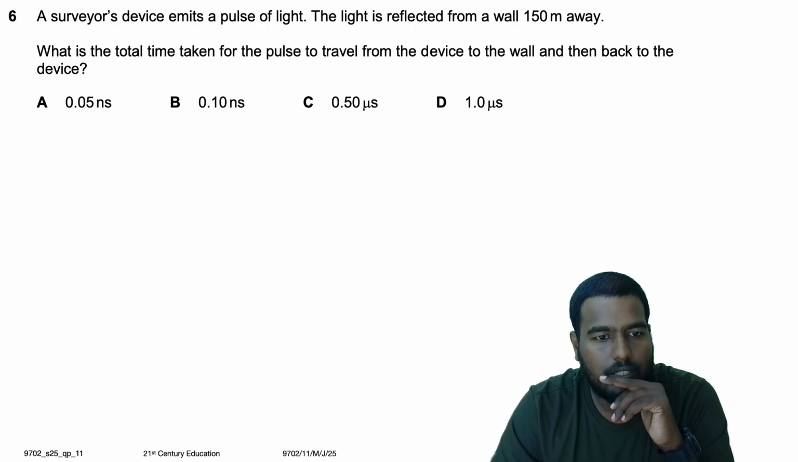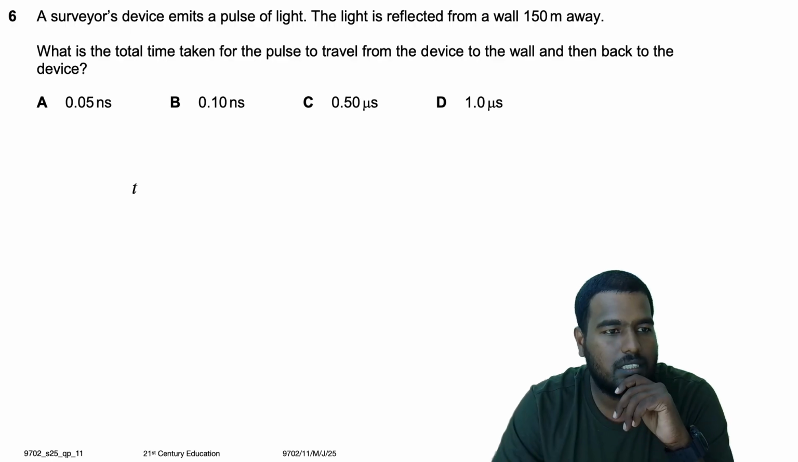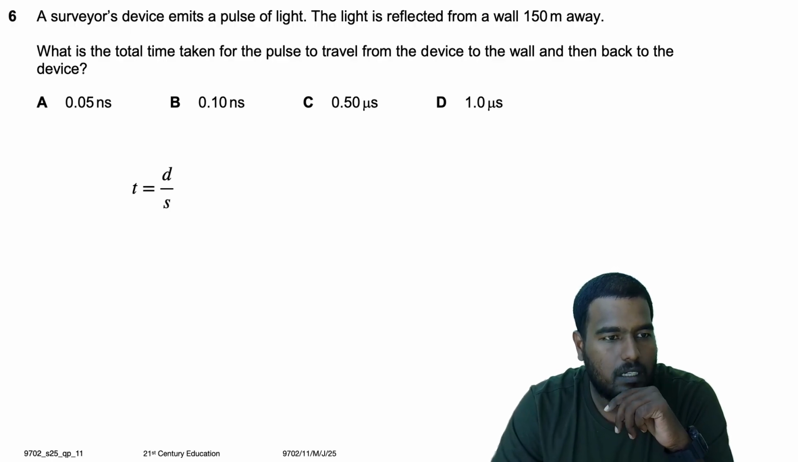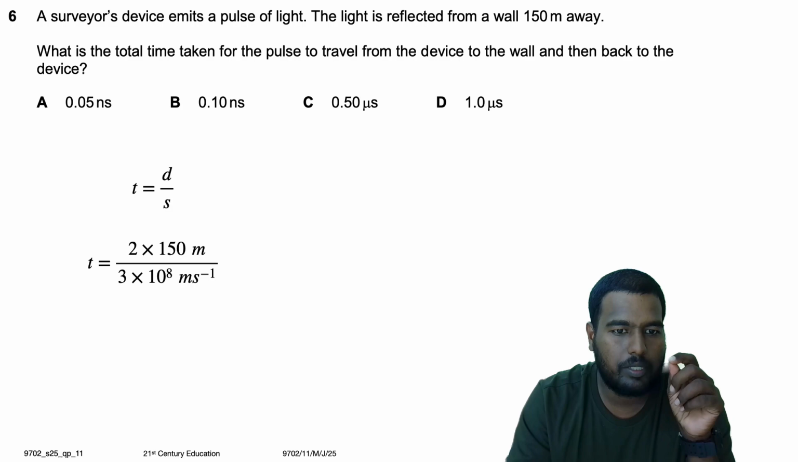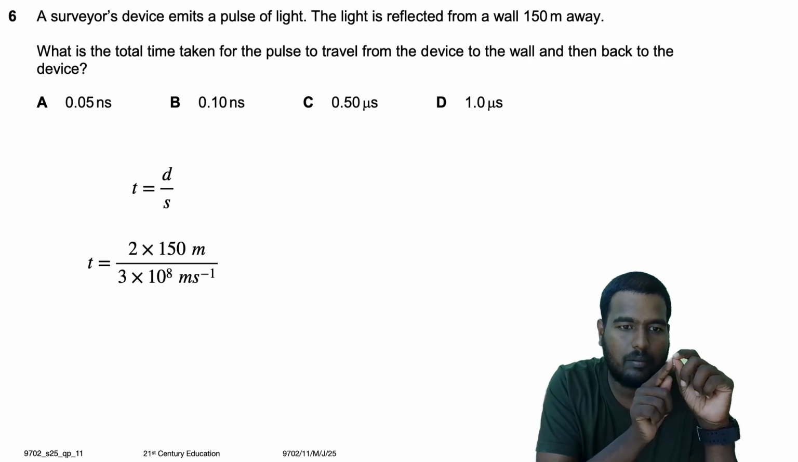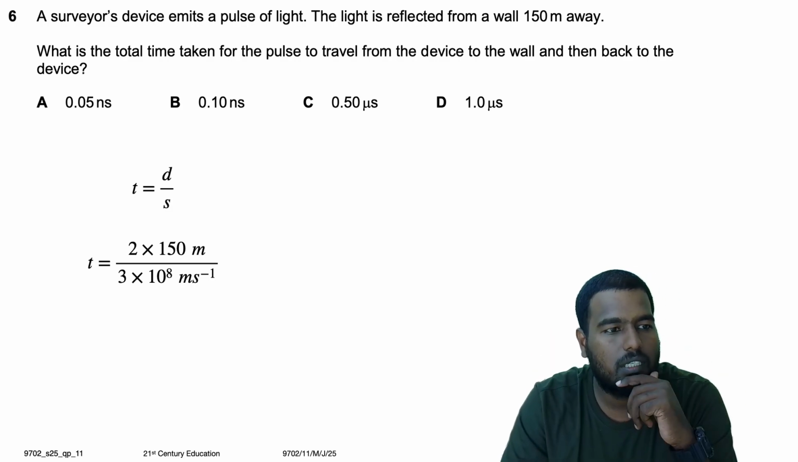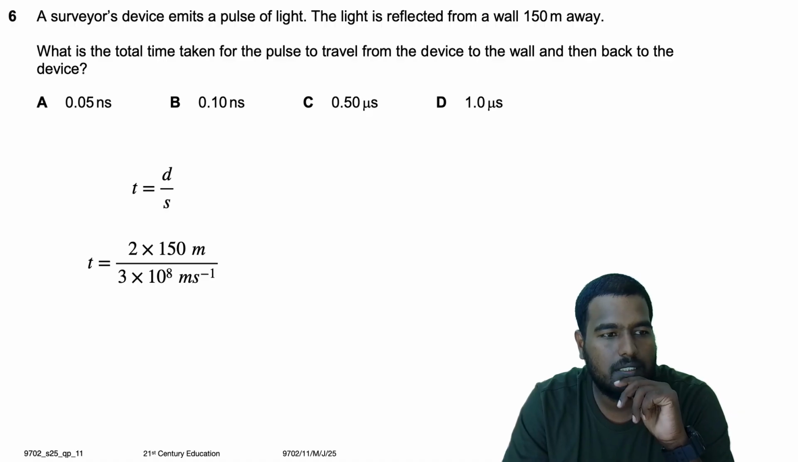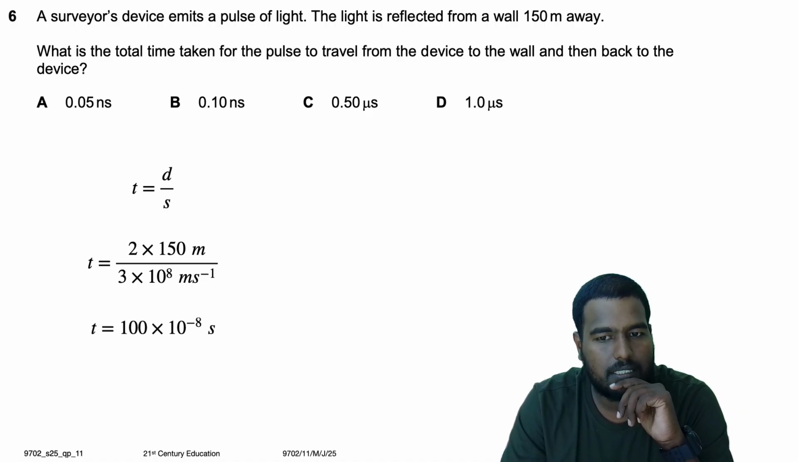It's a traditional question. We know that speed is distance by time, so time is distance by speed. The distance is twice because it has to start from here, go, hit, and then come back. So it's twice the distance: 2 into 150 meter divided by 3 into 10 power 8. So 10 power minus 6... 1 into 10 power minus 8 second.